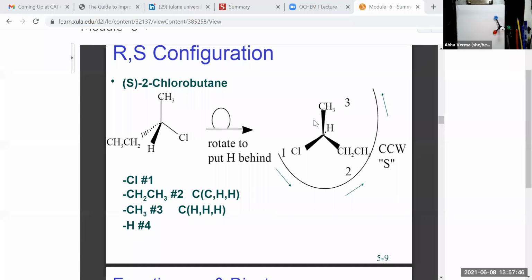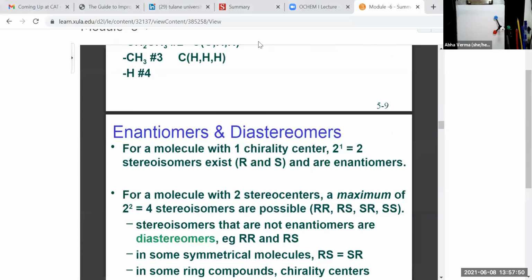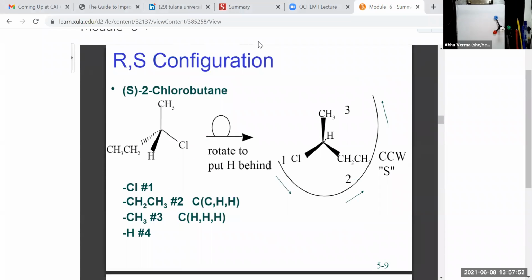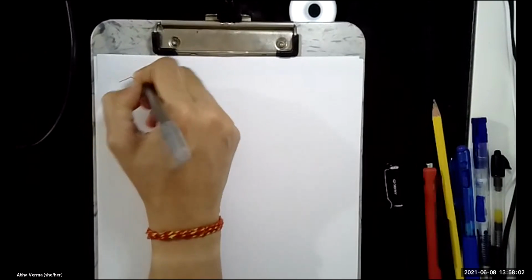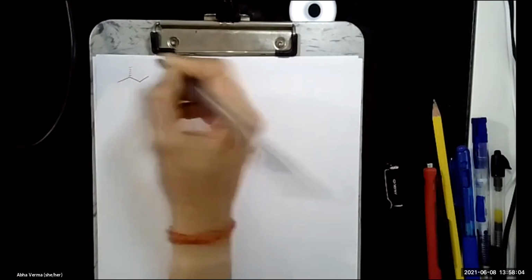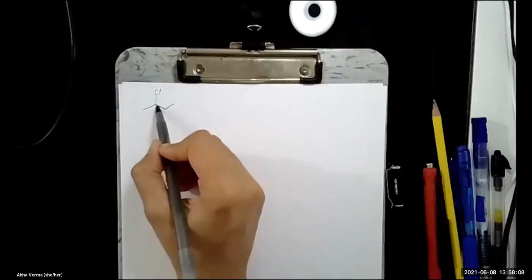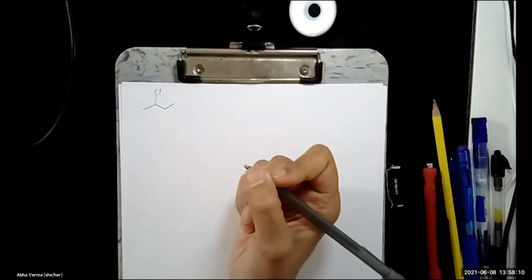All right. So not just with these, you should be able to give your configurations to bigger structures as well. Okay. Let's do it for an example here. Let's say that I have a structure like this. Okay. How am I going to draw its stereoisomer?